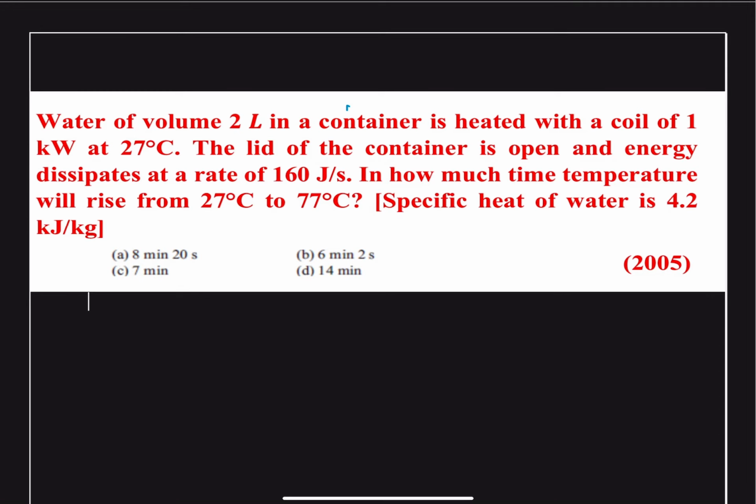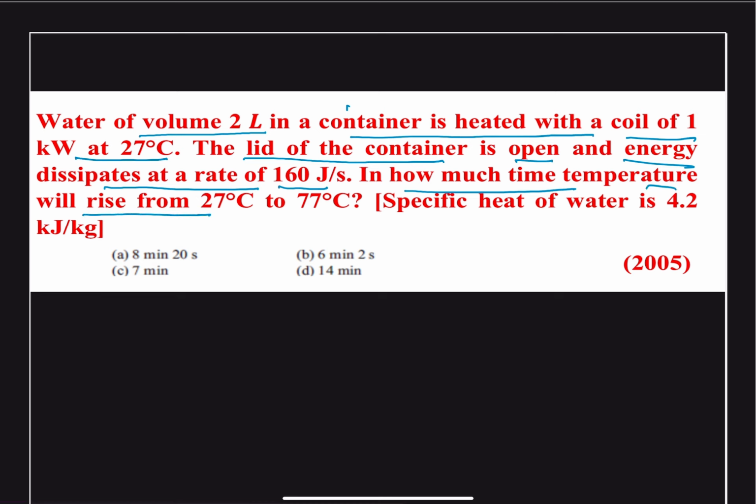Hello friends, in today's question, 2 liters of water in a container is heated with a coil of 1 kilowatt at 27 degrees centigrade. The lid of the container is open and energy dissipates at a rate of 160 joules per second. In how much time will the temperature rise from 27 degrees centigrade to 77 degrees centigrade? The specific heat of water is given as 4.2 kilojoule per kg.